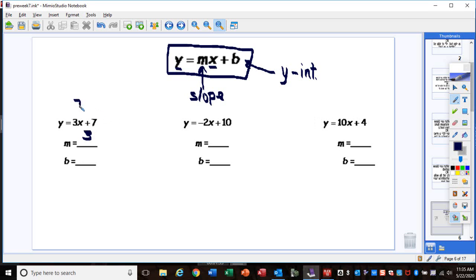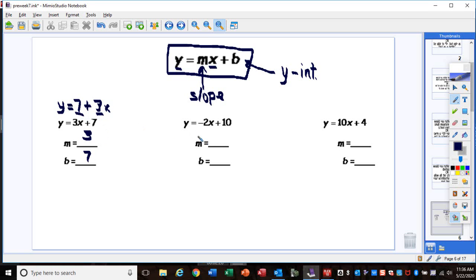You can write it as y equals 7 plus 3x. The slope is still 3. So it's not always that the slope is on the left and the b is on the right. In this case it is, but it doesn't have to be. The slope is still 3, the b is still 7, even though it's out of order. So be prepared for that.